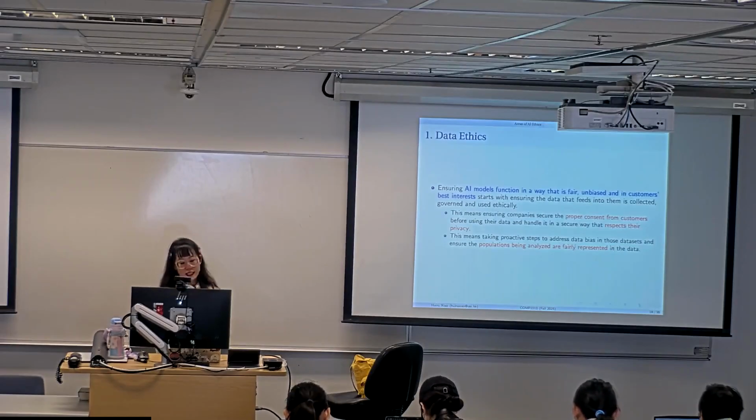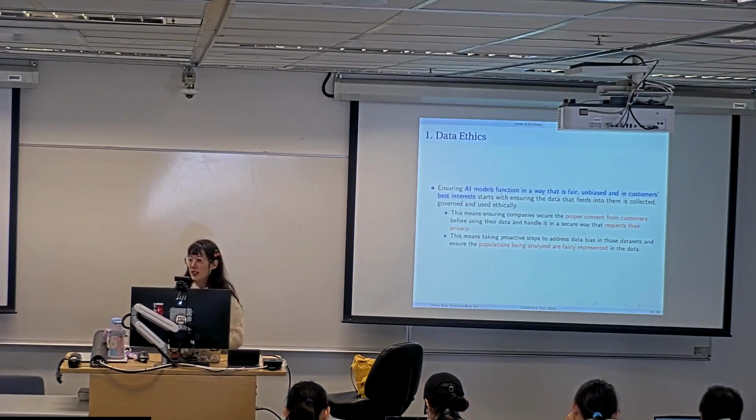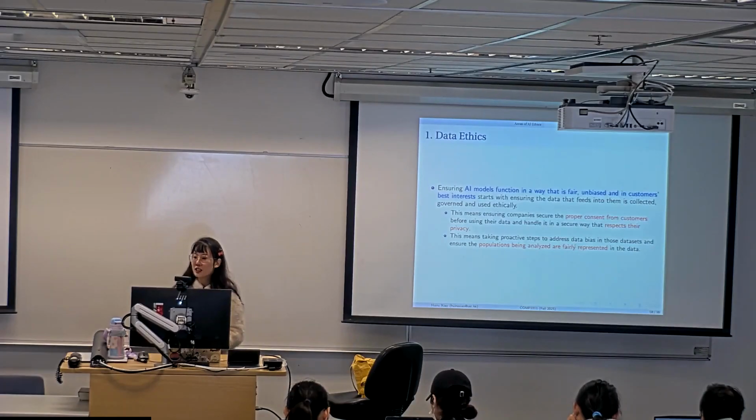First, data ethics. Data ethics means that we need to ensure that AI models function in a way that is fair, unbiased, and in customers' best interests. It starts with ensuring the data that feeds into them is collected, governed, and used ethically. We all know that AI models, the machine learning models, rely on the training data, right? What results you can get from a model depends on which training data you feed into the model. Basically, the model is always trying to learn the features from the training data.